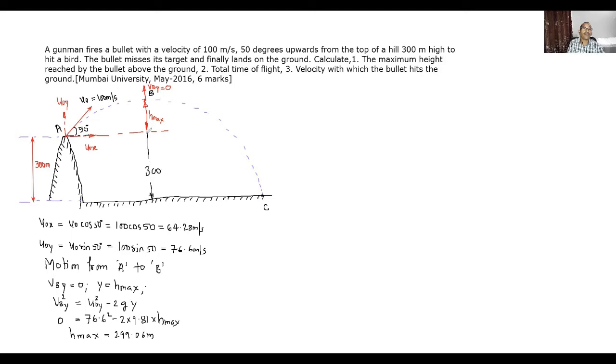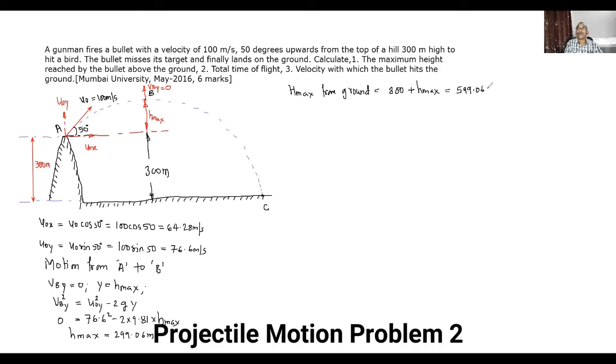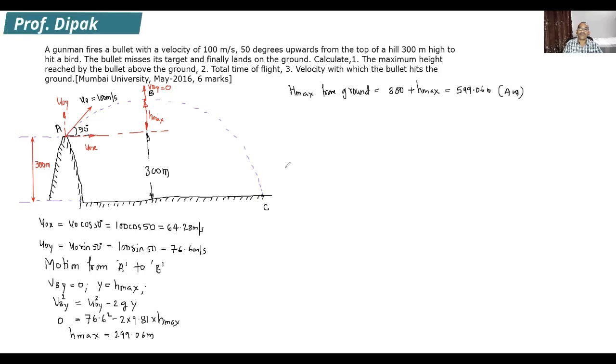It is 300 meters. That means the maximum height reached by the bullet from the ground, I will write as capital H max, and this is from the ground, right? So from the ground, if you want to find out, it is nothing but what? This 300 meters is already there, and what you have calculated as H maximum is 299.06. So this is 599.06 meters, right? So this is your first answer.